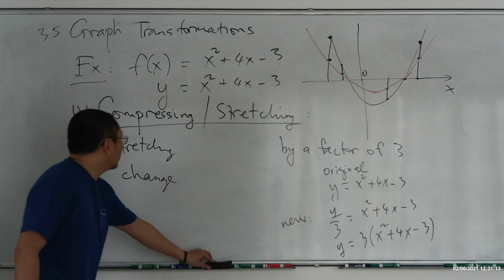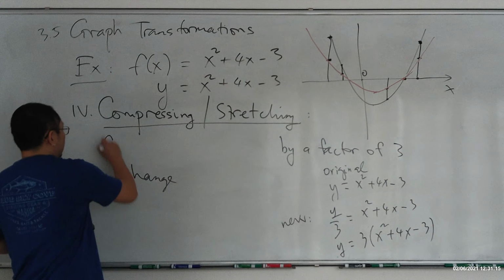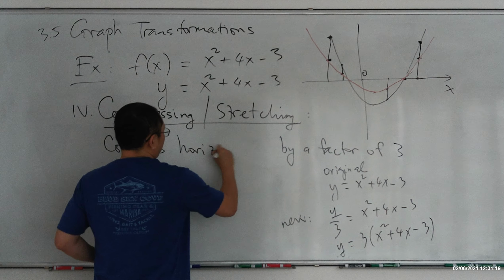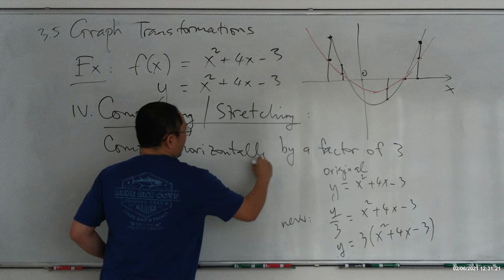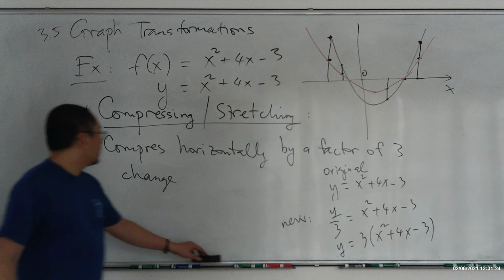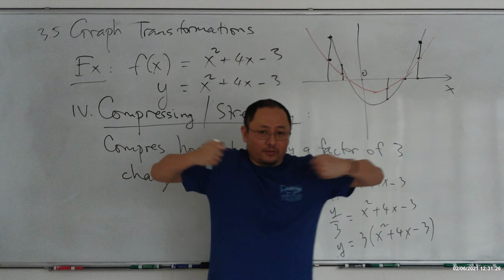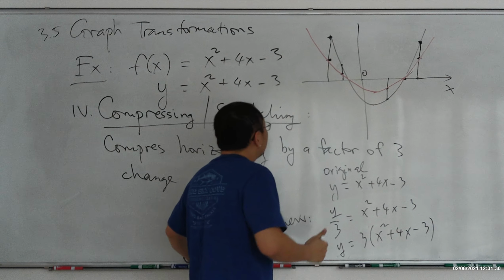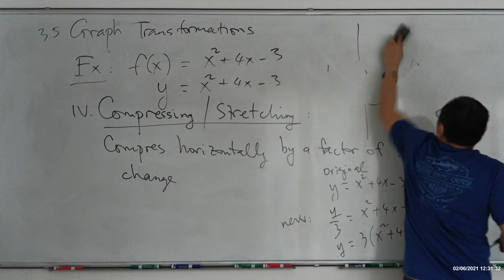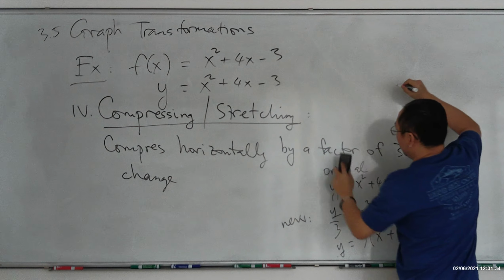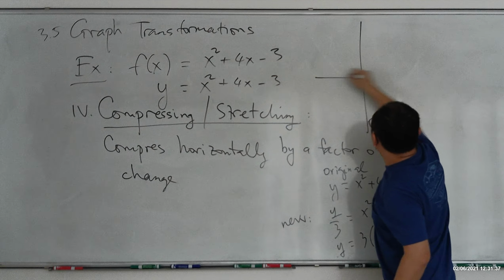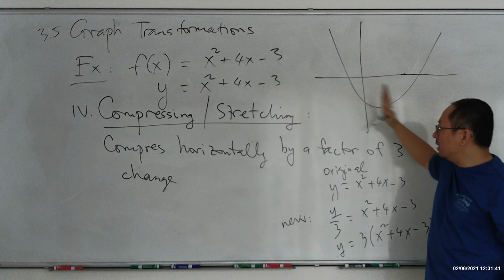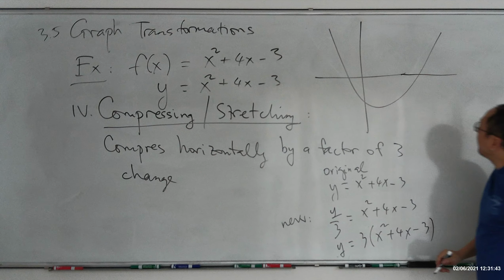If I'm going to compress horizontally by a factor of 3, I make it look skinnier, right? So let me try to explain it to you. I have a function like this. Now I'm going to compress by a factor of 3.